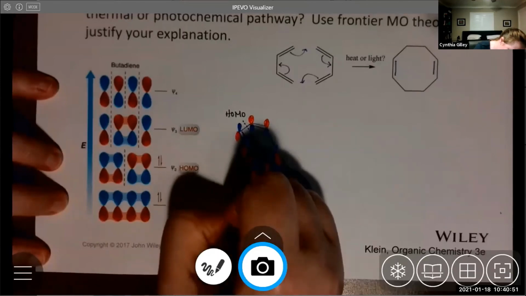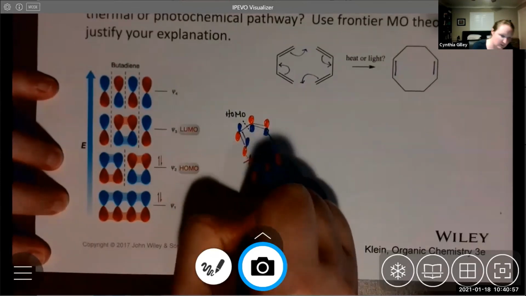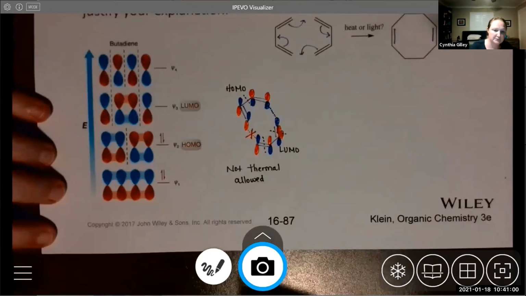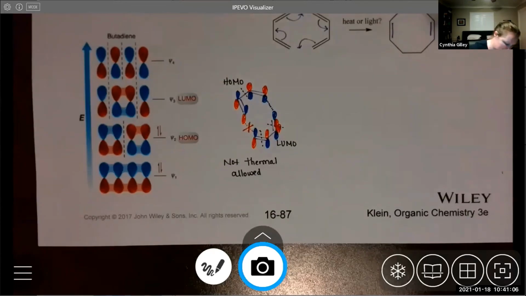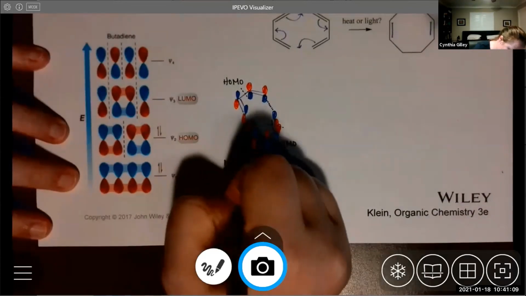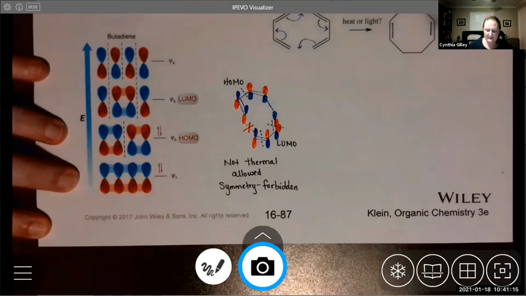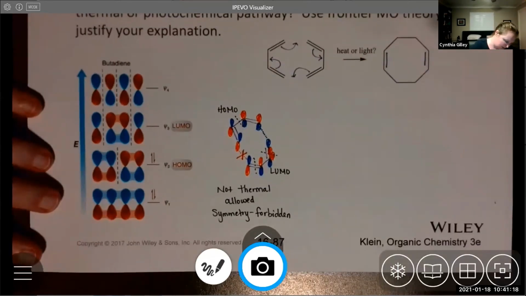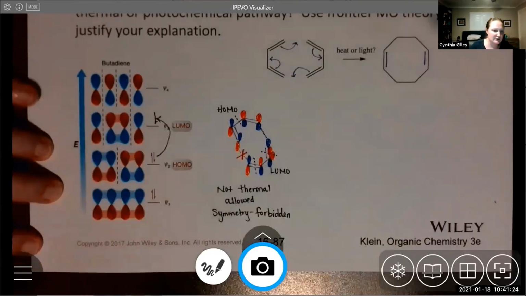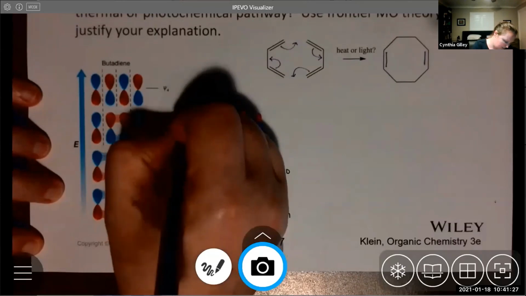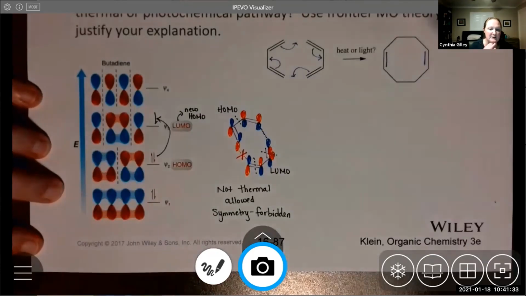What about, would it be allowed photochemically? What is the terminology? Symmetry forbidden. Technical term. Okay, so recall that if we use light, we can promote an electron to a higher energy level, and this would now become the new HOMO. And it would interact with the LUMO of another molecule in its ground state.